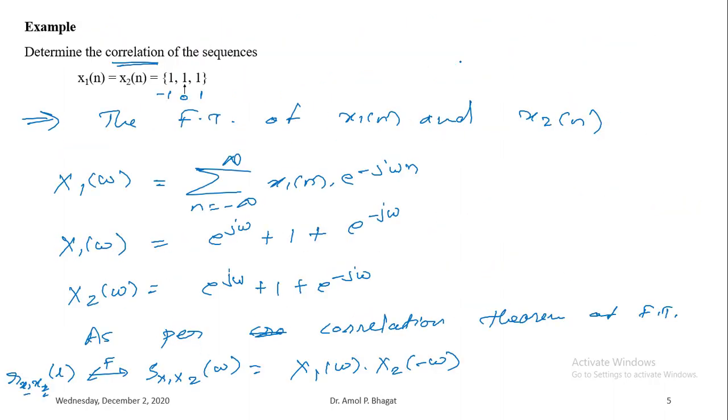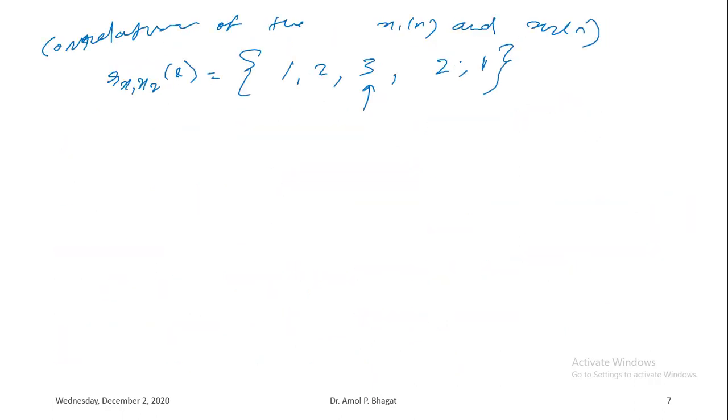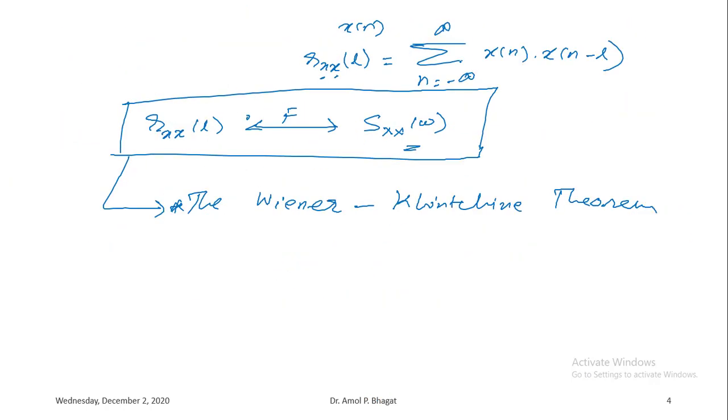So this is how you can use the correlation property of the Fourier transform to identify the correlation of the given signals. In today's session we have discussed the correlation theorem as well as the Wiener Khintchine theorem.